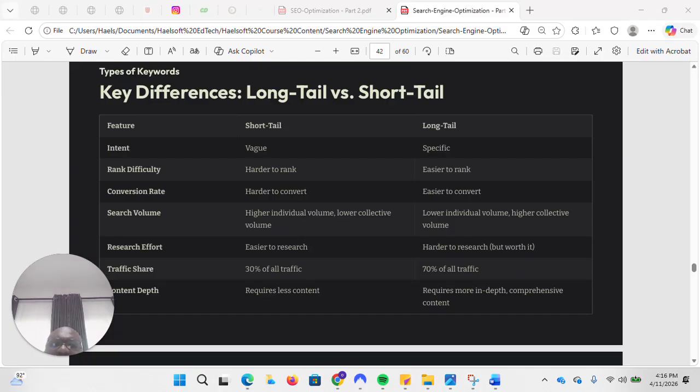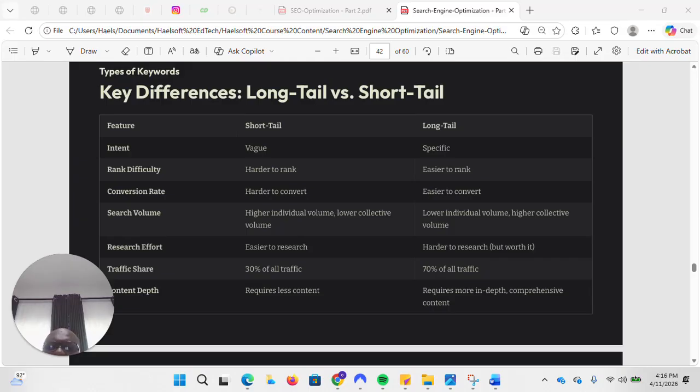But for long tail, it's specific, there's clearer intent. And for rank difficulty, it's extremely difficult to rank a single or short tail keyword, but it's easier to rank long tail keywords. Then for conversion rates, it's harder to convert short tail keywords, but it's easier to convert long tail keywords.